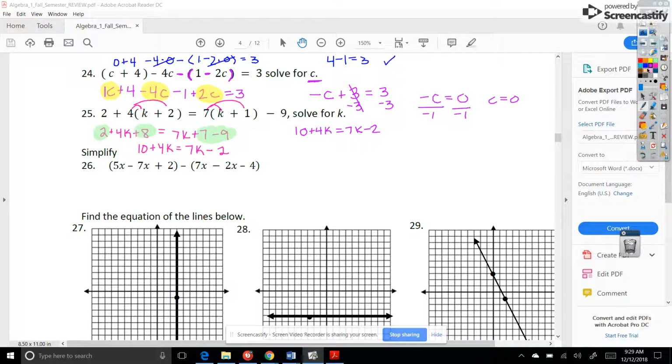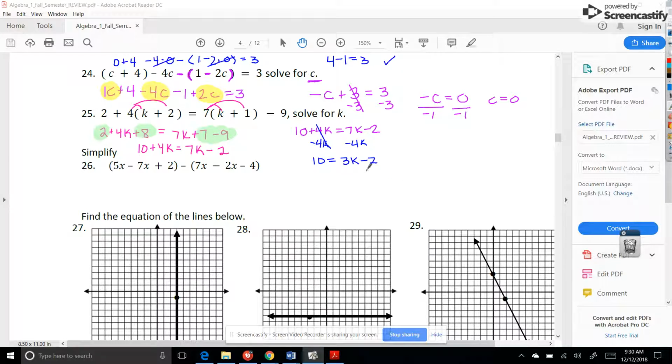So really I can start anywhere. I like to keep my k positive, my variable positive, so I'm going to subtract 4k. That'll give me 3k minus 2. Then I'll add 2. That gives me 12. Dividing by 3 gives me 4.